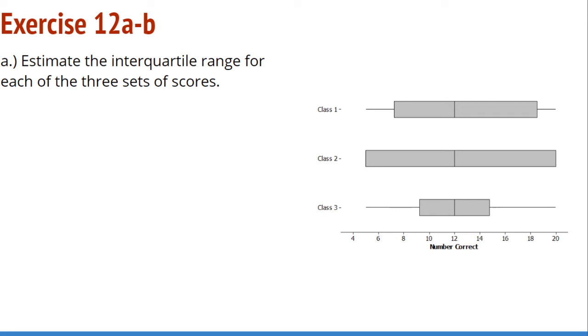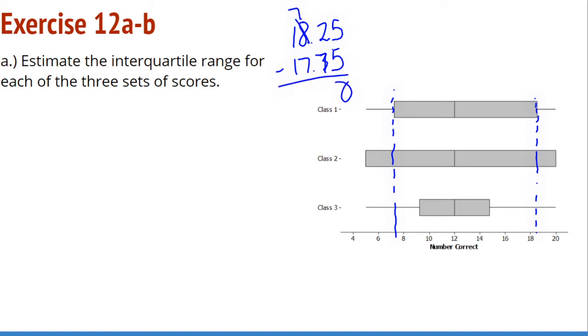So taking a look at these, let's estimate the interquartile range for each of the 3 sets of scores. So if we say that this one's at about 18.25, and this one's at about 7.75, what would the interquartile range be? So 18 1/4 minus 7 3/4. What are we left with here? They have a range of about 10 1/2.